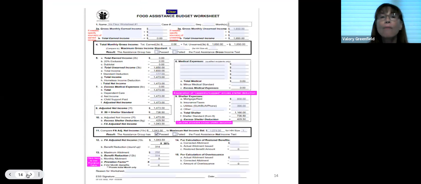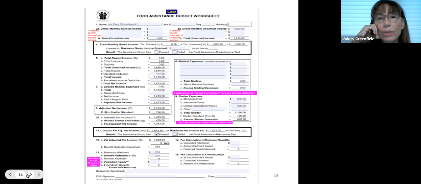Here's an example of what it looks like. This is a snapshot, a PDF of a food stamp worksheet that we used in a prior training. It shows you how we filled in certain numbers and came up with certain calculations. And I don't think it shows too well on your screen, but certain of the numbers are dark and certain of the numbers are a little bit lighter in color.